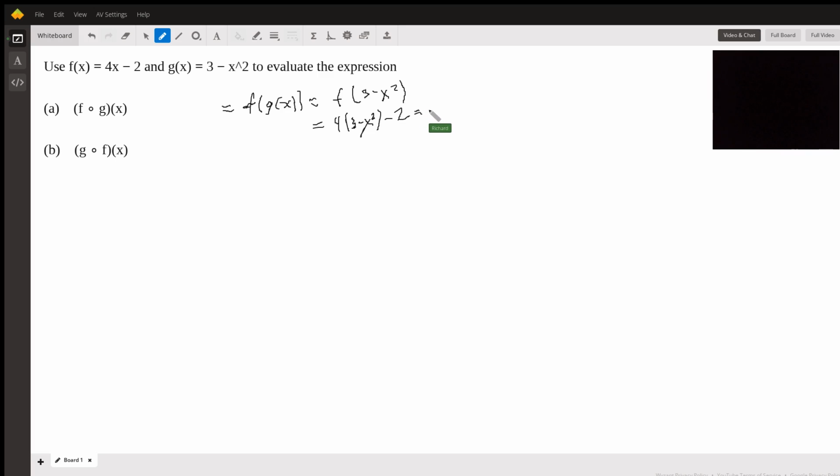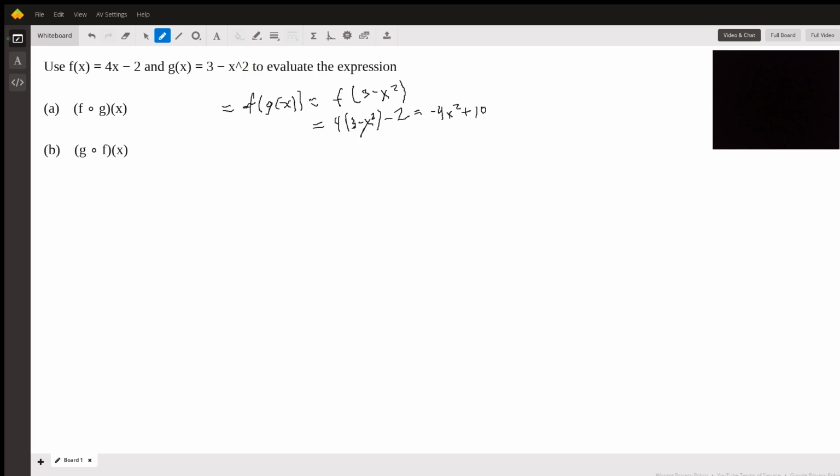And we can distribute this and get 12 minus 4x squared, if you want to simplify it. Then 12 minus 2 is going to be 10 here. So it's 10 minus 4x squared. And that's it. You can see it's pretty easy. It's just the notation that I think is problematic.